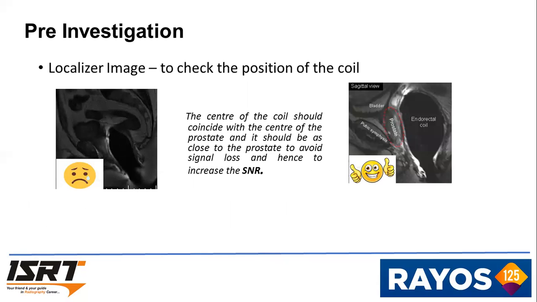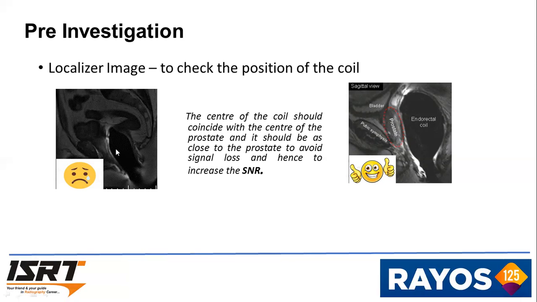Before going to take the required sequences, we have to check the position of the inserted endorectal coil, which is very important for the success of the investigation. For that, a localizer image is taken in sagittal plane to confirm the position of the coil. The center of the coil should coincide with the center of the prostate gland and it should be as close to the gland to avoid signal loss. Better signal strength will produce better SNR, which is a major controlling factor of image quality.